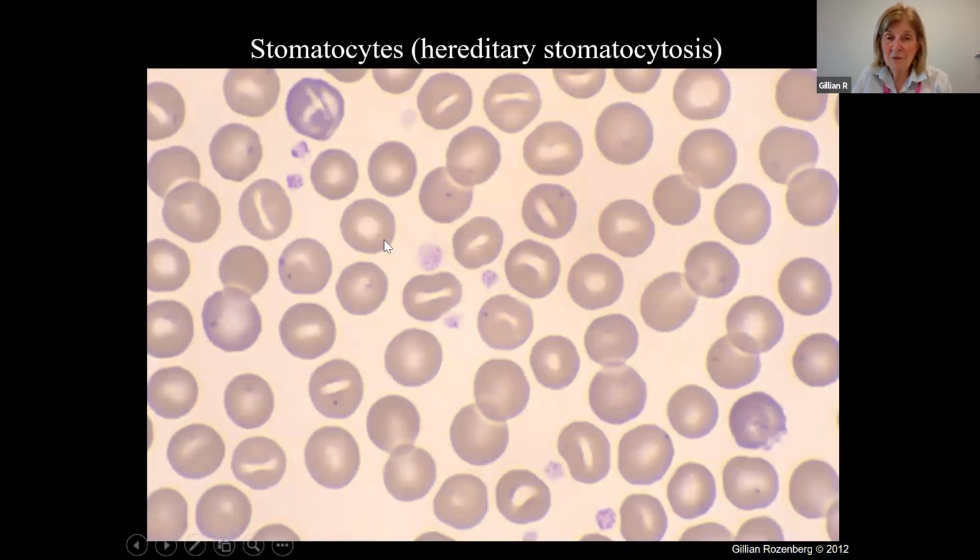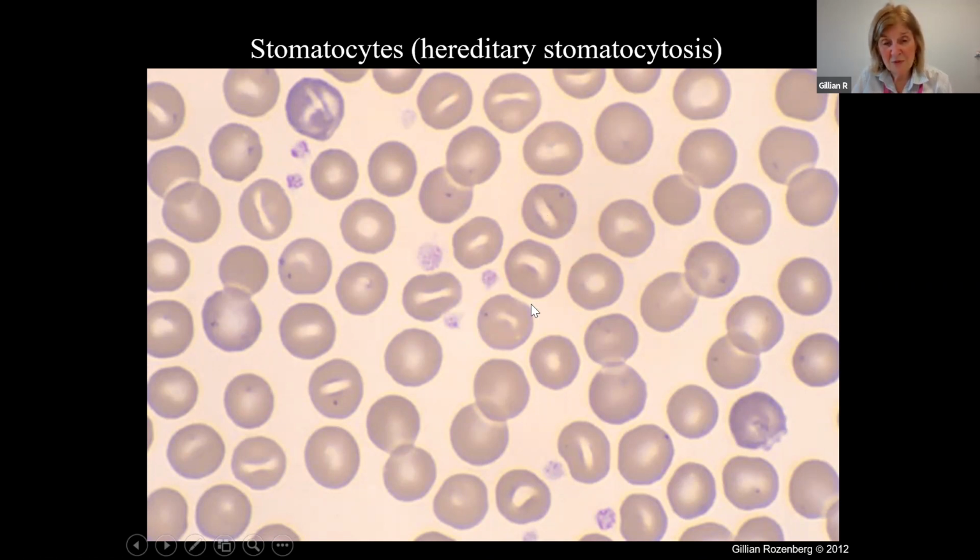So this is an example of the very, very rare case of hereditary stomatocytosis. You can see that they have a single slit. Now, I just want to explain this one to you because this particular disorder, there are only about 5 cases in the world with this disorder.